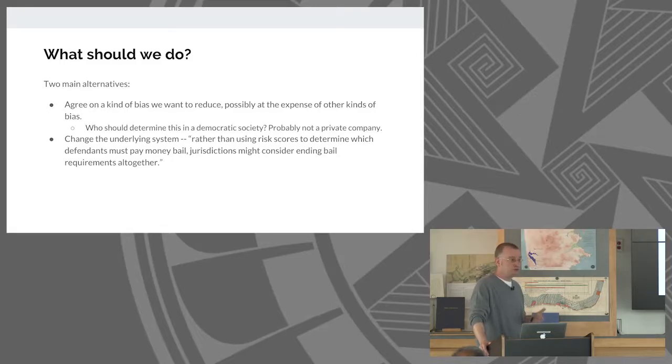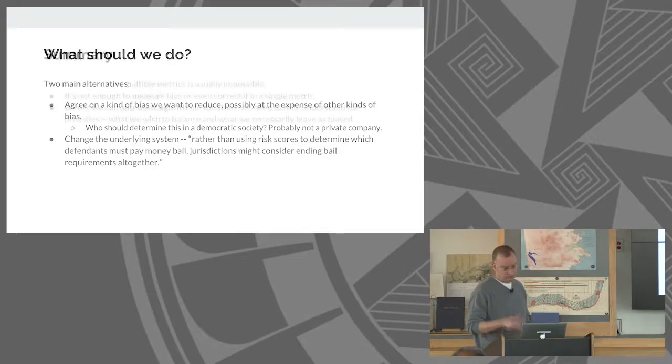The other alternative is you can just change the whole system. So this was mentioned in the Washington Post article. Maybe we shouldn't use risk scores to determine who has to pay bail, because bail as a concept is just a bad one. And so maybe it's actually better if we just uproot the whole system. That might be possible in this case. It might not be possible in other cases to take such a dramatic approach.